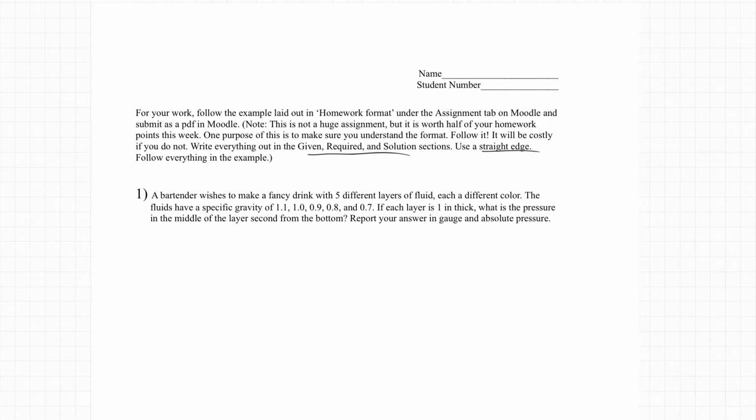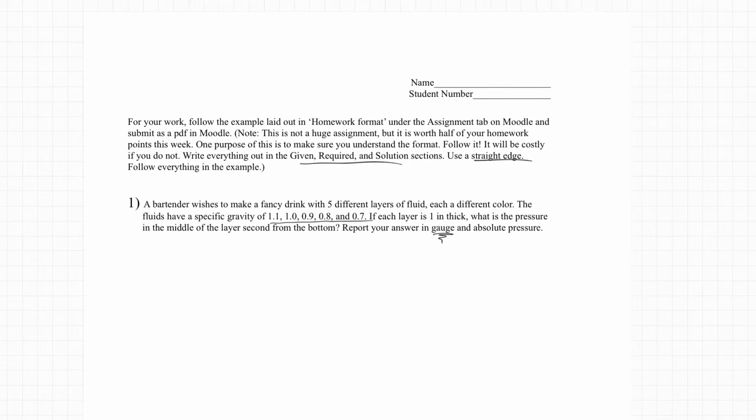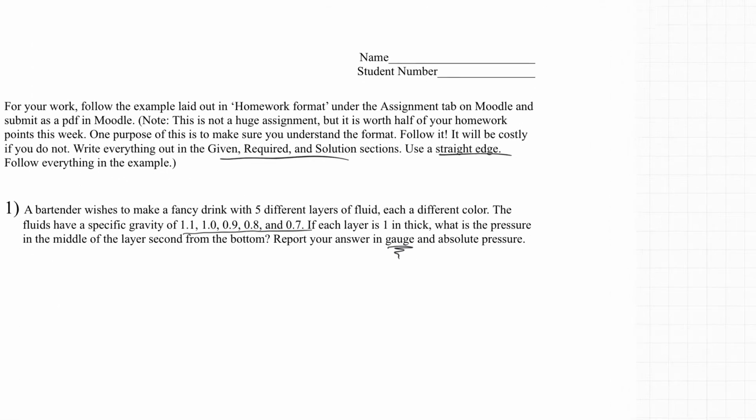The fluids have different specific gravities. If each layer is 1 inch thick, what is the pressure in the middle of the second layer from the bottom? Report your answer in gauge and absolute pressure. Note I have trouble spelling the word gauge, so it's going to look different whenever we look at it.